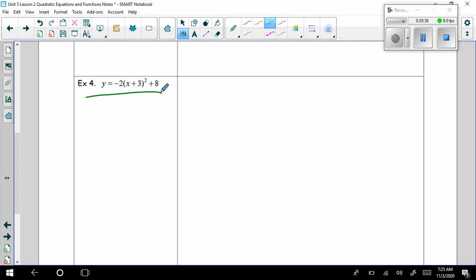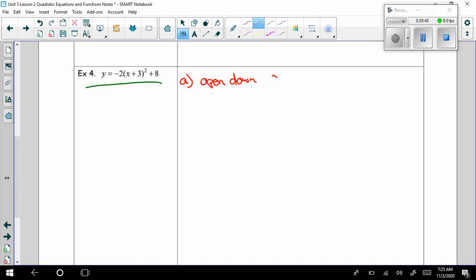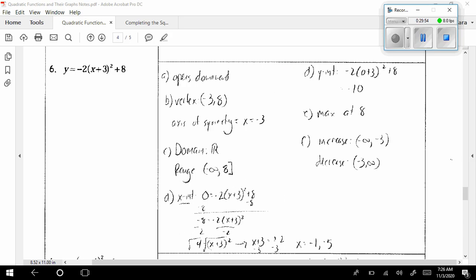Okay. And I know I said I'd stop there, but I want to skip down real quick to look at this one just because it's in vertex form. So A, this is again open down because A is equal to negative 2. And I'm just going to pop the answer up for this one.